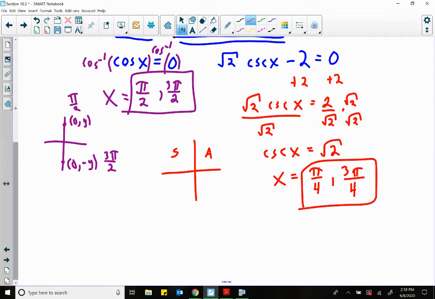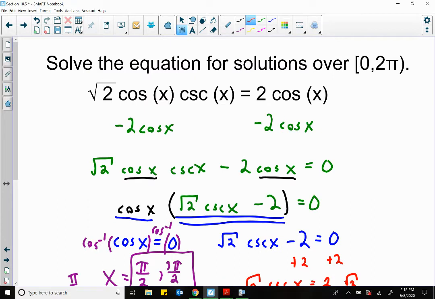Again, just like all the other equations you've done before in algebra, you can always plug these answers in and see if they work. You plug in pi over 2 and you can check it. You can plug in pi over 4 and you can check it. So you can always check these answers to see if they are indeed working for you.